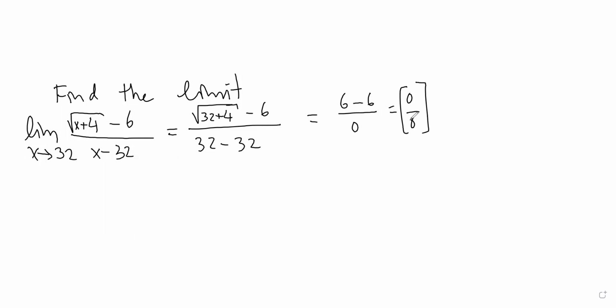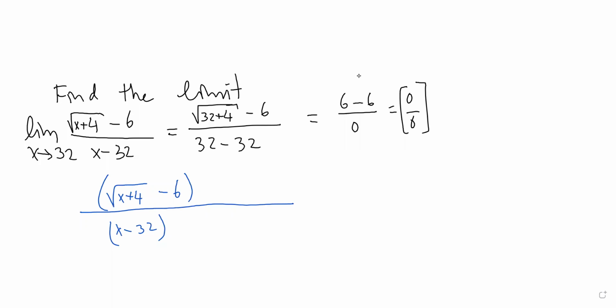Let's see if we can remove this, right? So that requires multiplying by the conjugate of the radical, because that's always the case. When radicals are involved, you always multiply top and bottom by the conjugate. So we have this. The bottom is x minus 32. Now the conjugate of the top, because the radical is on the top.